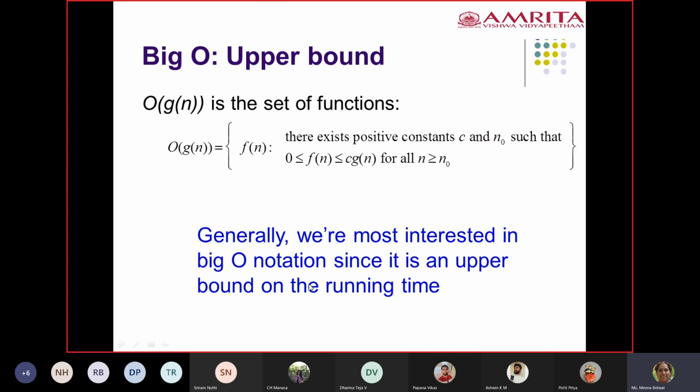We already defined this. So generally we are most interested in big O notation, since it is giving you an upper bound on the running time. You say that running time cannot grow more than this. It is going to be equal to this or less than this. So this is giving you an upper bound. This is what we are actually interested in finding out, big O of a function.